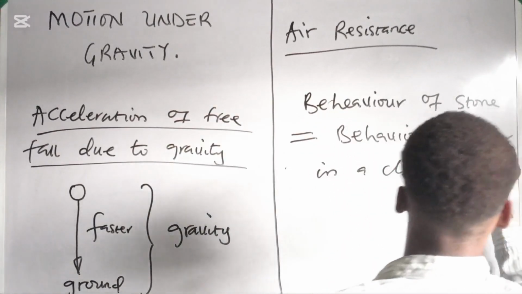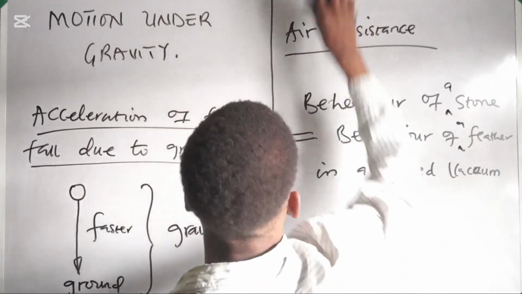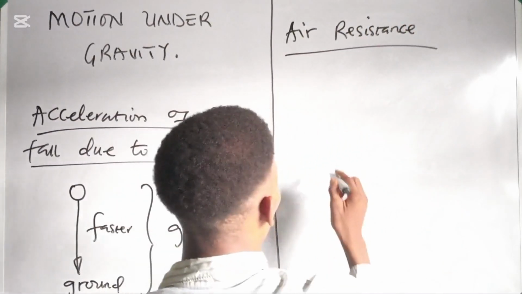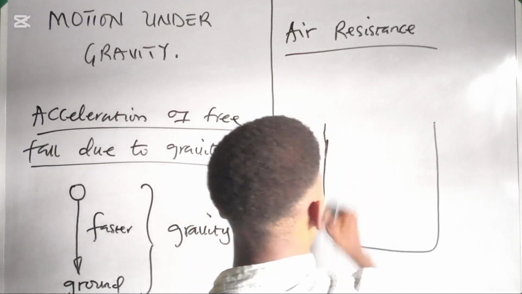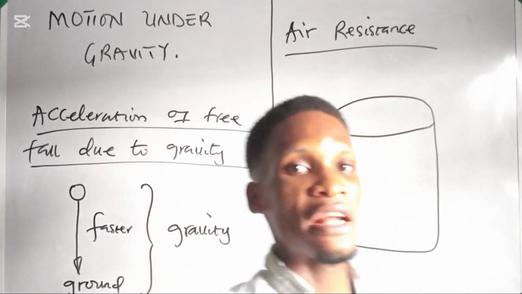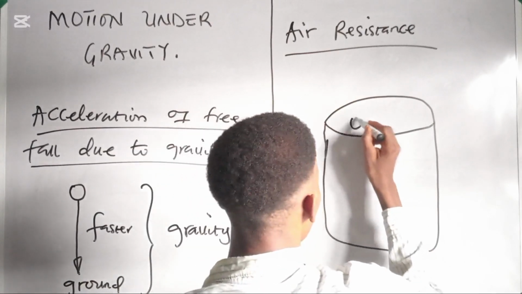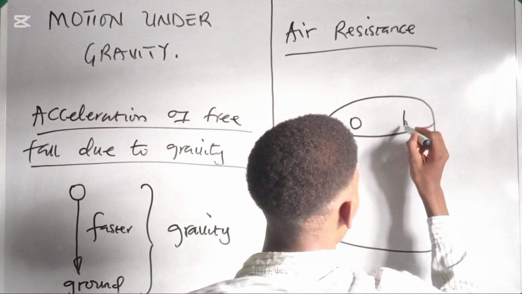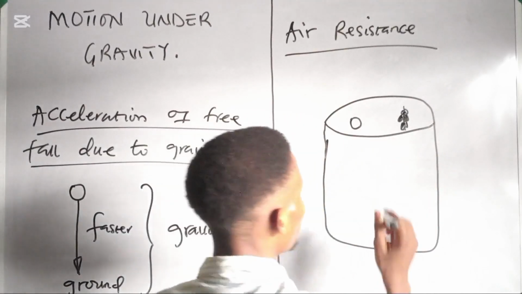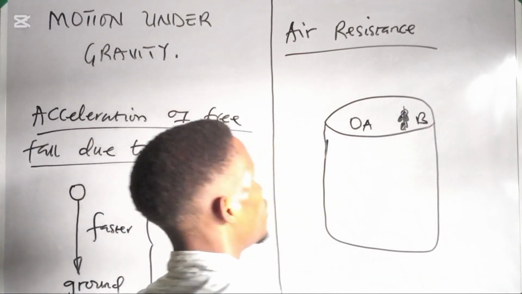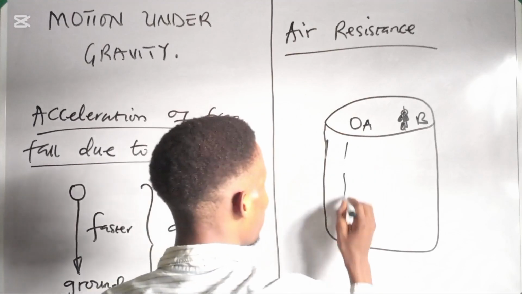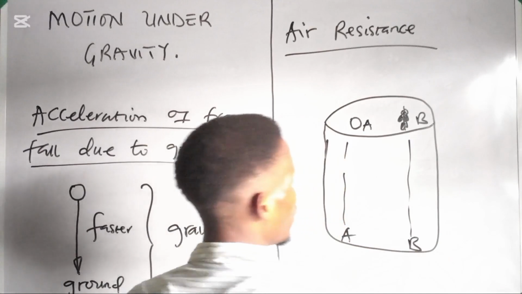The behavior of a stone is equal to the behavior of what? A feather in a closed vacuum. So it means that if we bring a closed vacuum, let's say this is a vacuum, and this vacuum is closed, it must be closed so that there will not be any air resistance into the vacuum. Then a stone is released, this is a stone here, and we have our feather at this place. Let's say A is the stone and B is the feather. When the stone and the feather are both released at the same time, both of them will fall to the bottom of the vacuum at the same time.